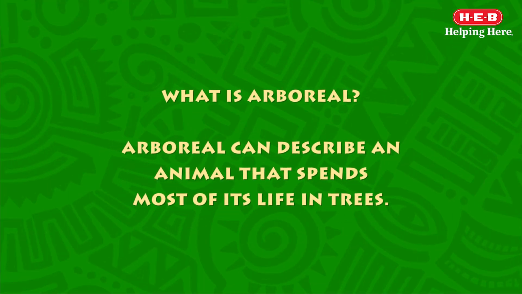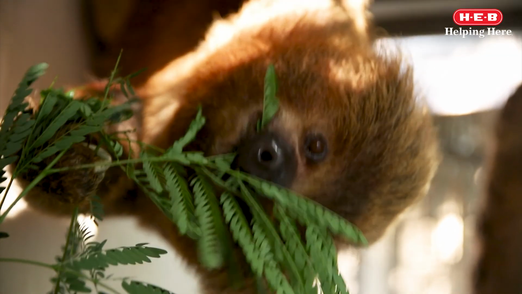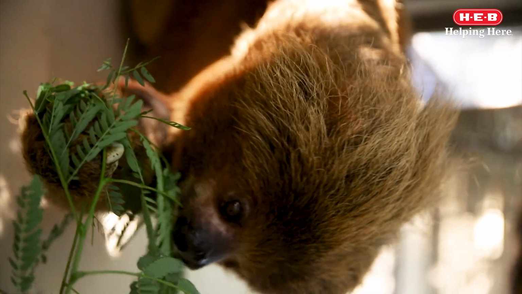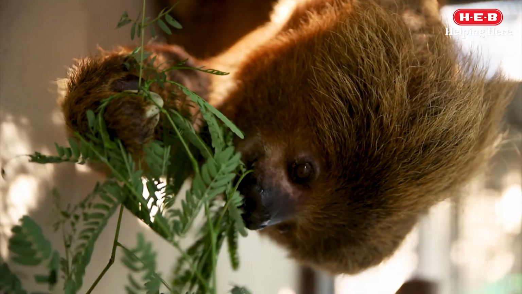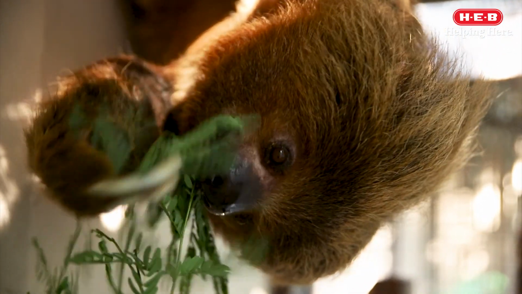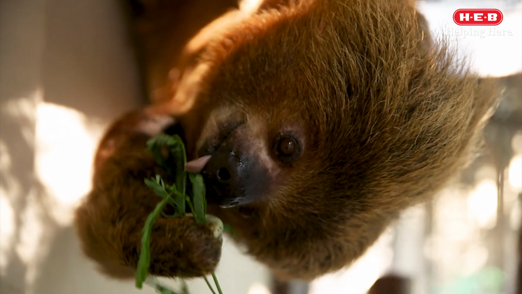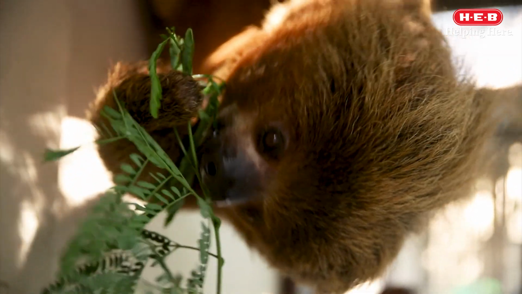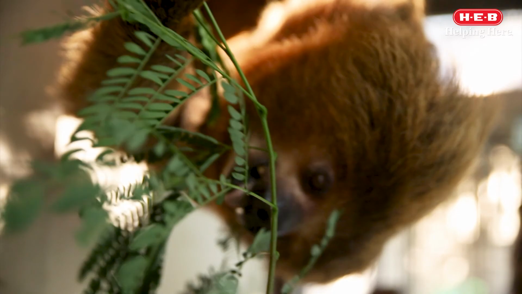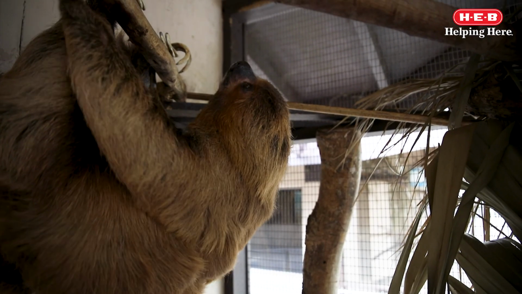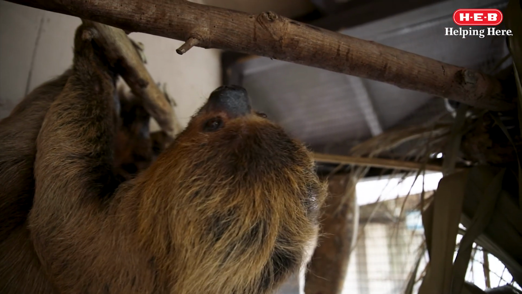Arboreal can describe an animal that spends most of its life in trees. For example, the two-toed sloth is considered to be an animal that is arboreal. It is a herbivorous animal that lives in the canopy of the rainforests of Central and South America. Using its long, sharp claws, the sloth makes its way through the branches hanging upside down.